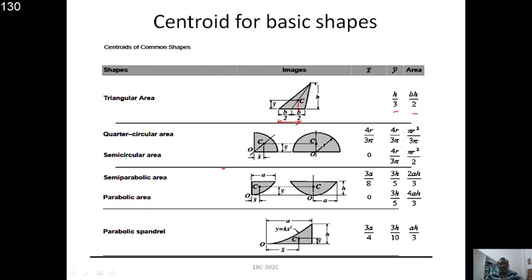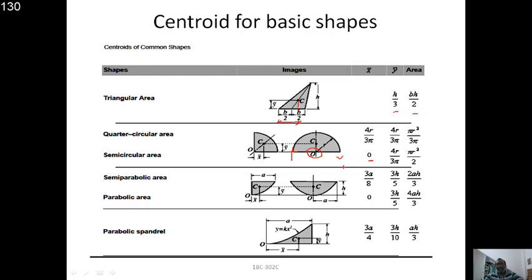And for the quarter circle area, these are the values. And for the semicircular area, these are the values. Why is x bar 0? Because he has taken the origin of the axis at the center. If he had taken the origin at this point, then it would be the r value. Then it is not 0, right? It will be the r value. But y is not going to change with respect to this axis, because y is height. Either you take up to this point or up to this point, both values will be the same.